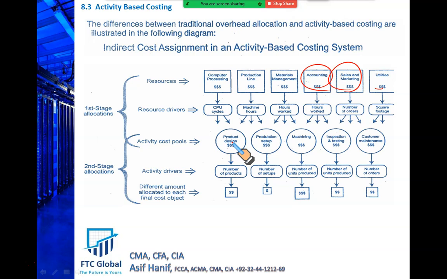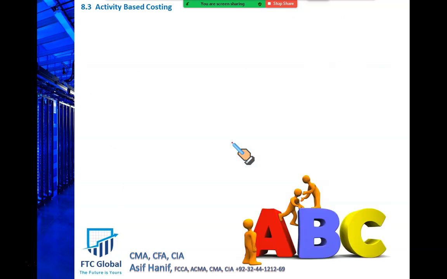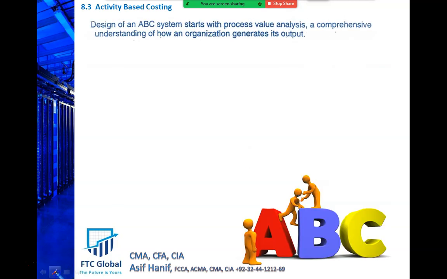Let us discuss some other important features of activity-based costing, some important points that you need to remember. The ABC system, as I told you, starts from activities, from different processes that go into end products. So it starts from the process value analysis. What is a process value analysis? It's a comprehensive understanding of how the organization generates its output.